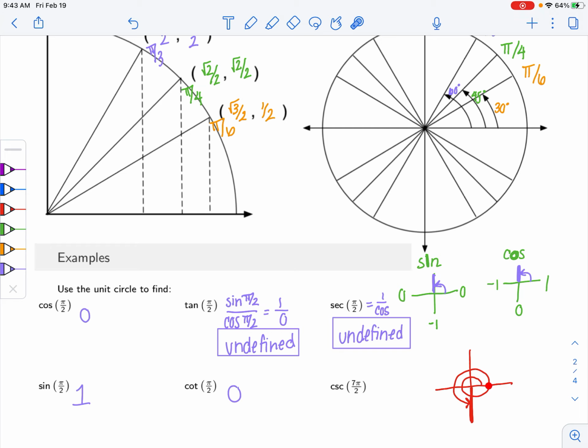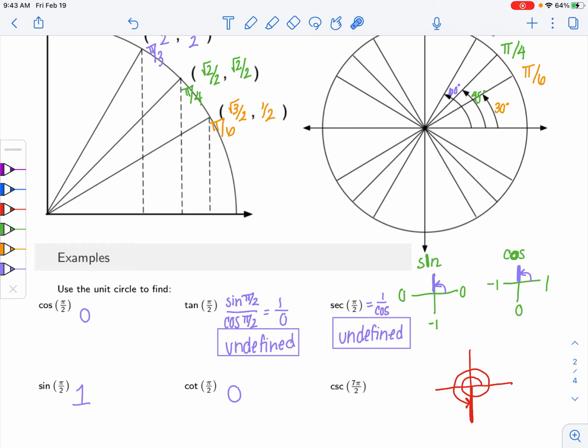This is 2 pi. And we need to go 3 more to get 7 over 2. Okay, so this is 1, 2, 3, 4, 5, 6, 7 halves, because each one is a half. Half, half, half, half, half, half, half. Gives you 7 halves pi.